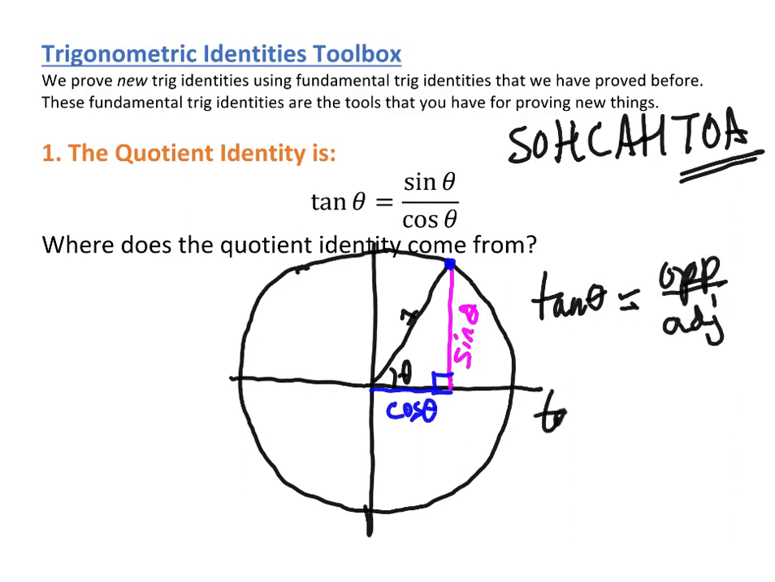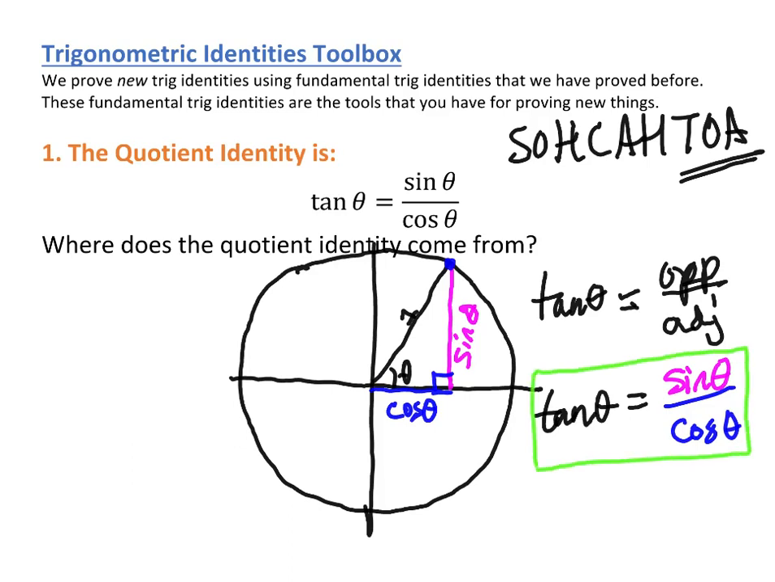Well, here, the opposite side is that purple side, that's the sine theta. And the adjacent side is the blue side there, well, that's cos theta. And that right there actually is the quotient identity. So this is true for every single value of theta, that sine of any angle divided by cos of an angle is equal to tan of that same angle. So that is a fundamental identity that we're going to use to prove more complicated and more interesting identities.